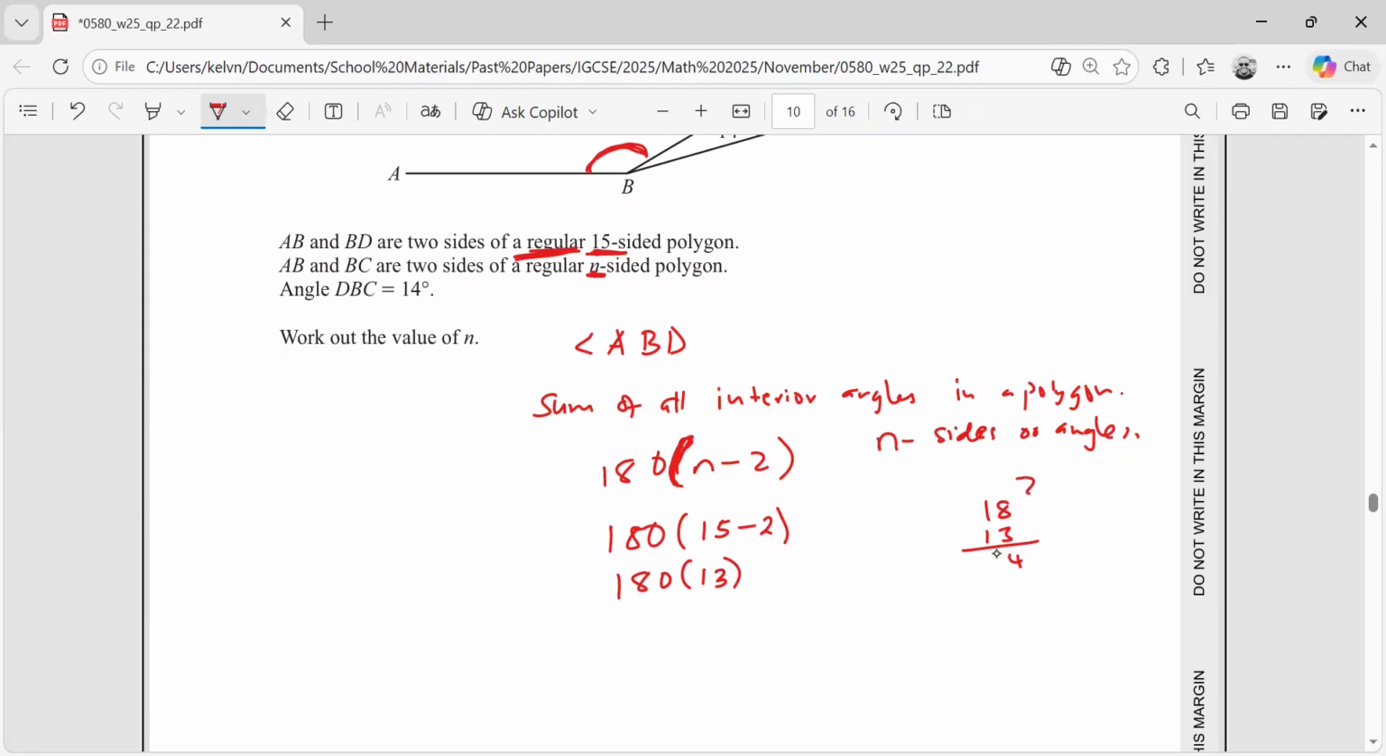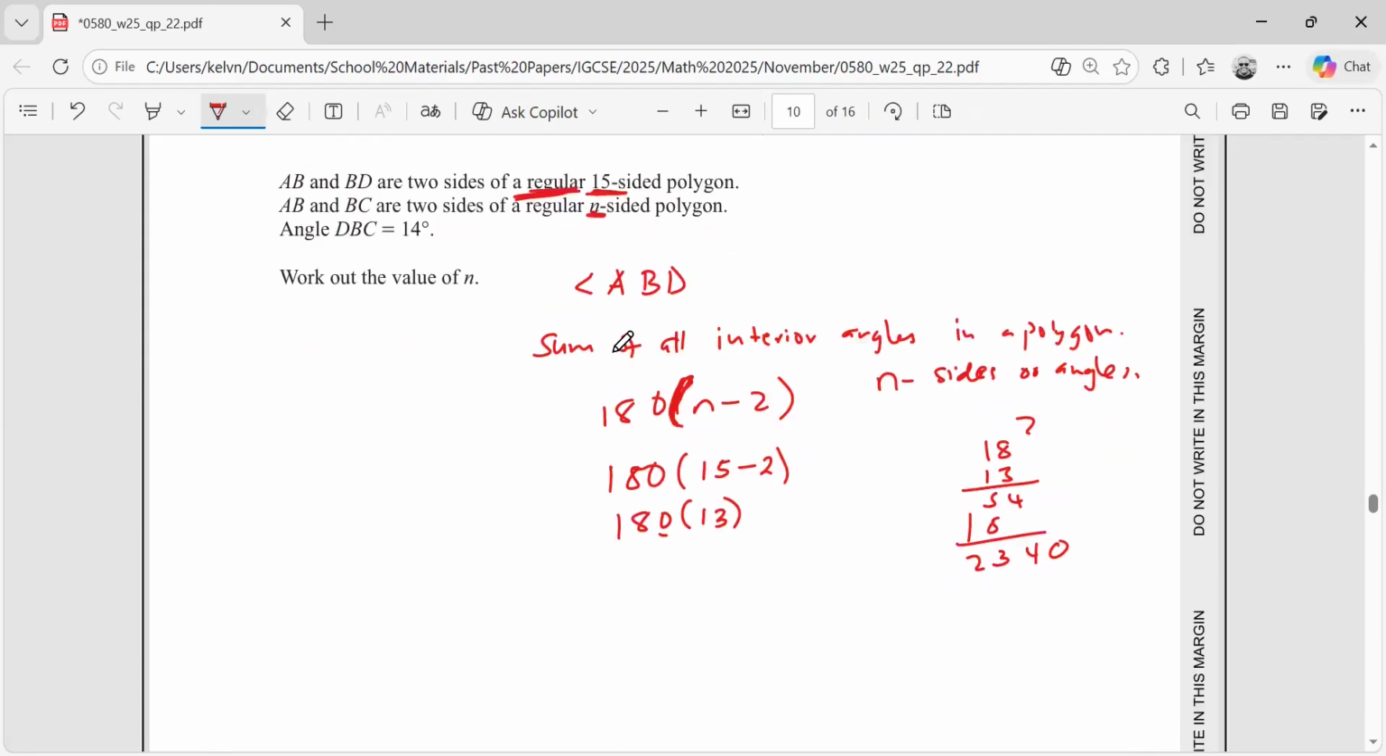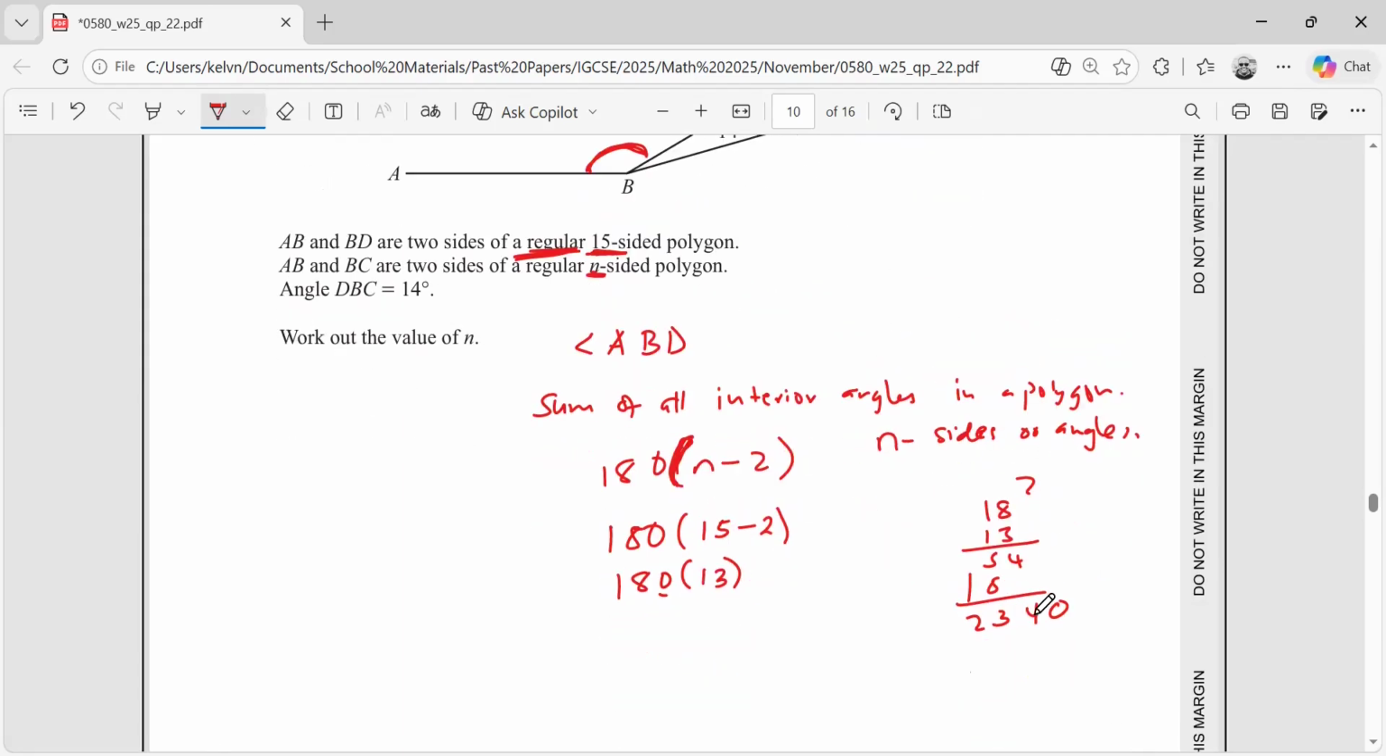I can just do this very quickly on the side. This is 3, okay, 5, 8, 1, that's 4. And then, okay, 3, carry 1. Okay, good. Remember the 0 here. So we know the sum of all interior angles of this polygon is 2340 degrees.